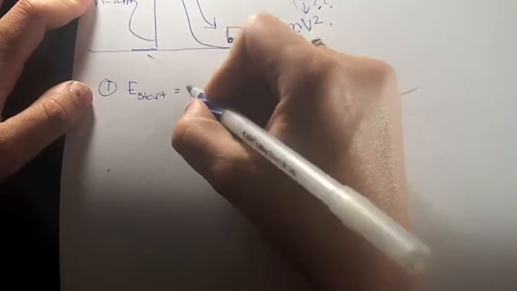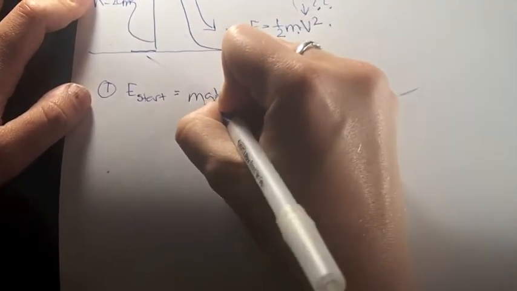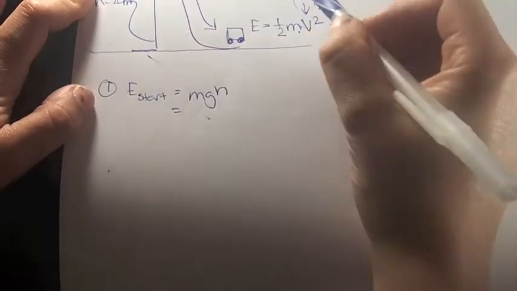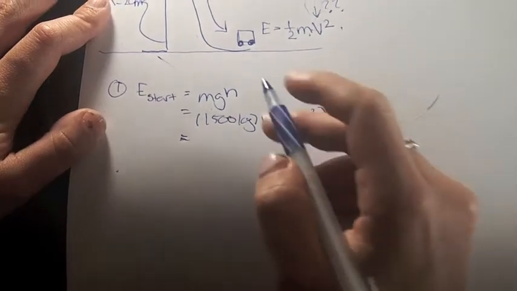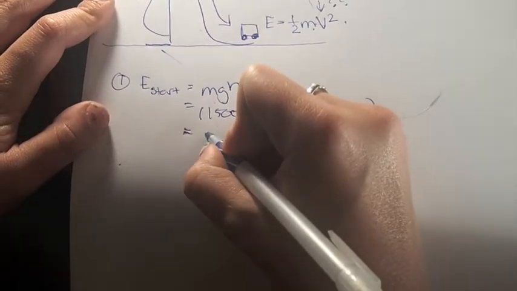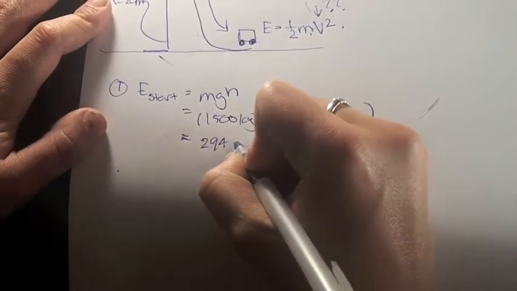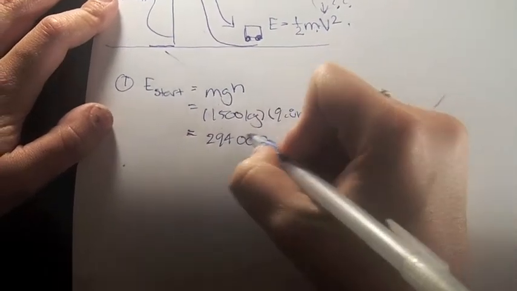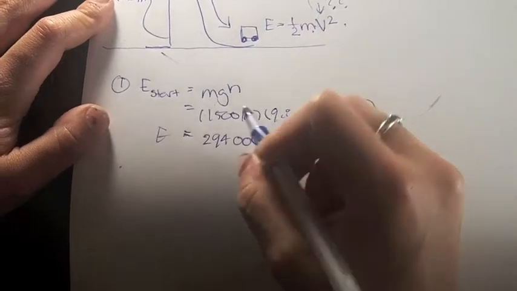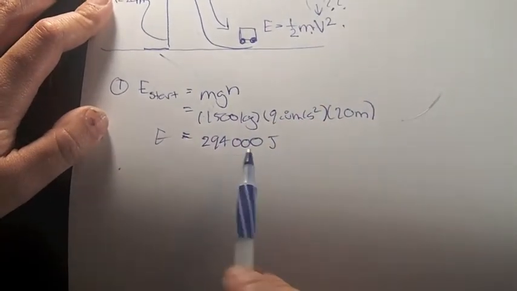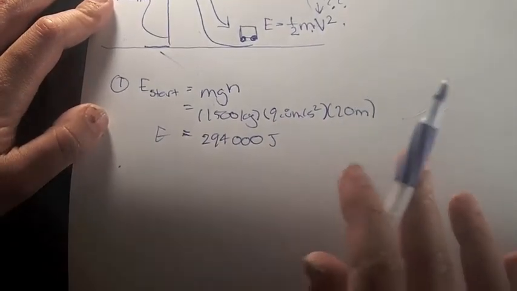So our starting energy is potential, so that equation is mgh. All I'm going to do is sub those three numbers in, make sure my units match up, which we already did, and plug that into my calculator. I get a number of 294,000, and I'm going to leave that in joules. You could convert that to kilojoules at this point. It's a large enough number, but we will leave unit conversion for another video.